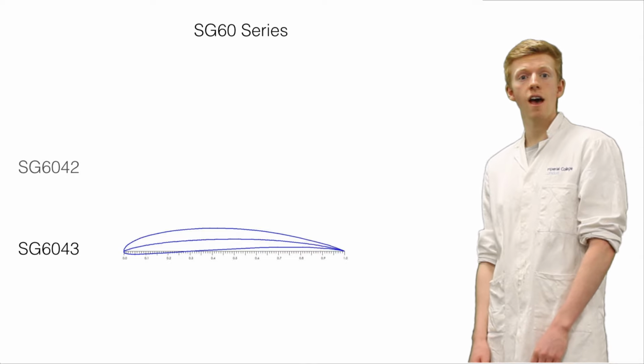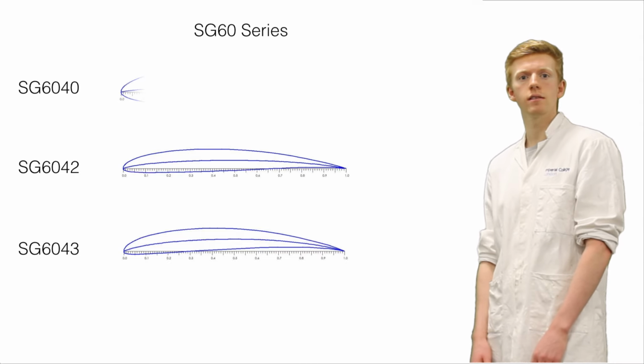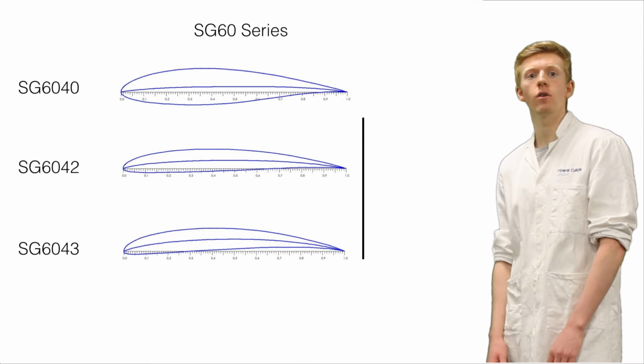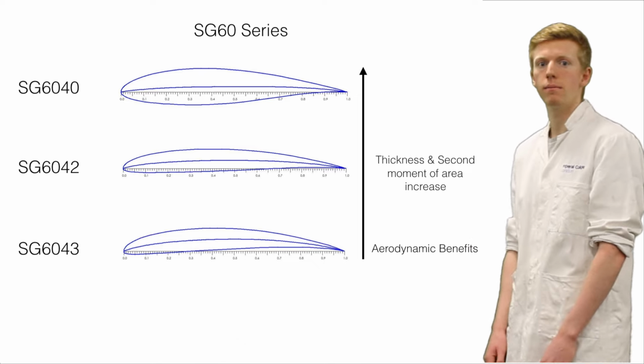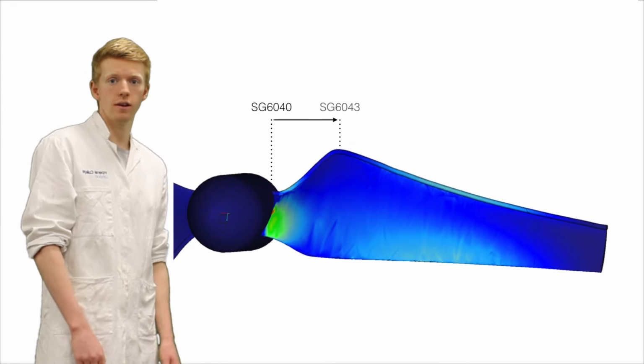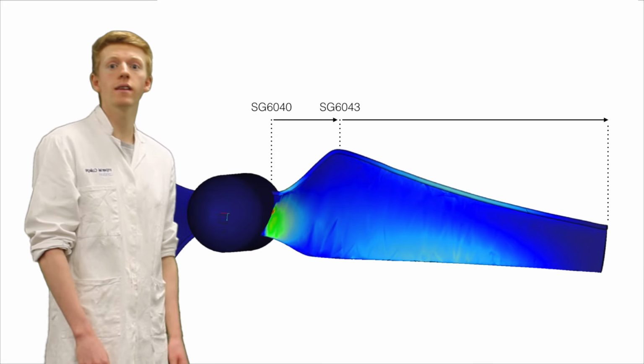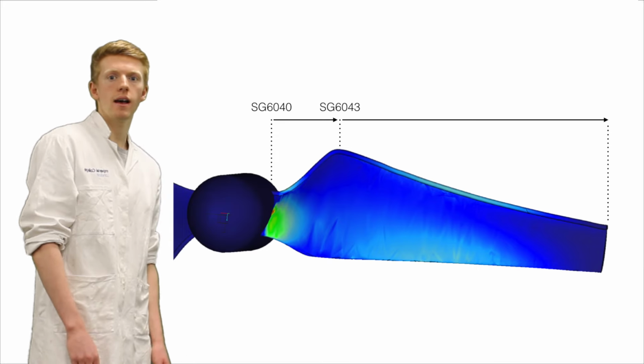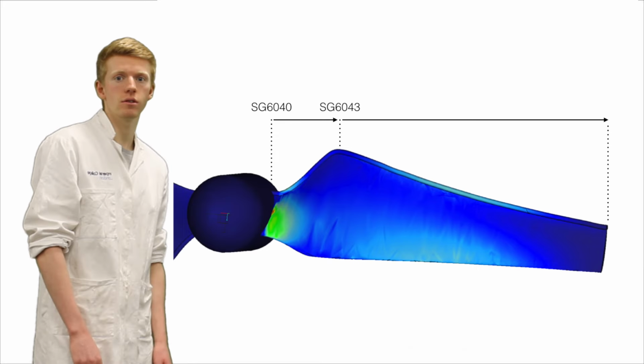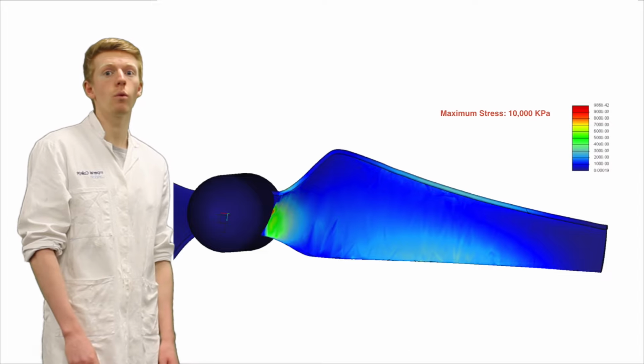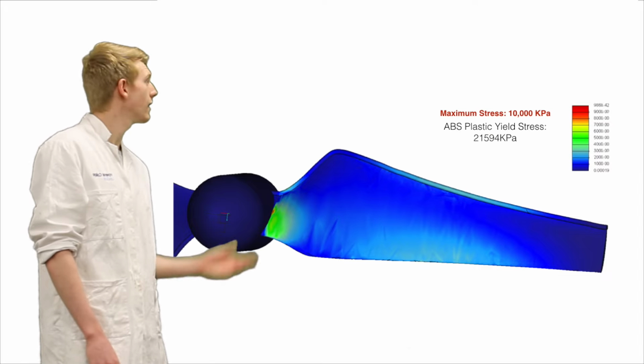Since using a completely different airfoil down the whole blade would lead to losses in CP, we decided to try and find an airfoil from the SG60 series, which can be blended into SG6043. After trying 6042 on the root with similar results, we decided to use 6040. As this solution significantly reduced the maximum stress, we were now well within the yield stress of the plastic ABS.